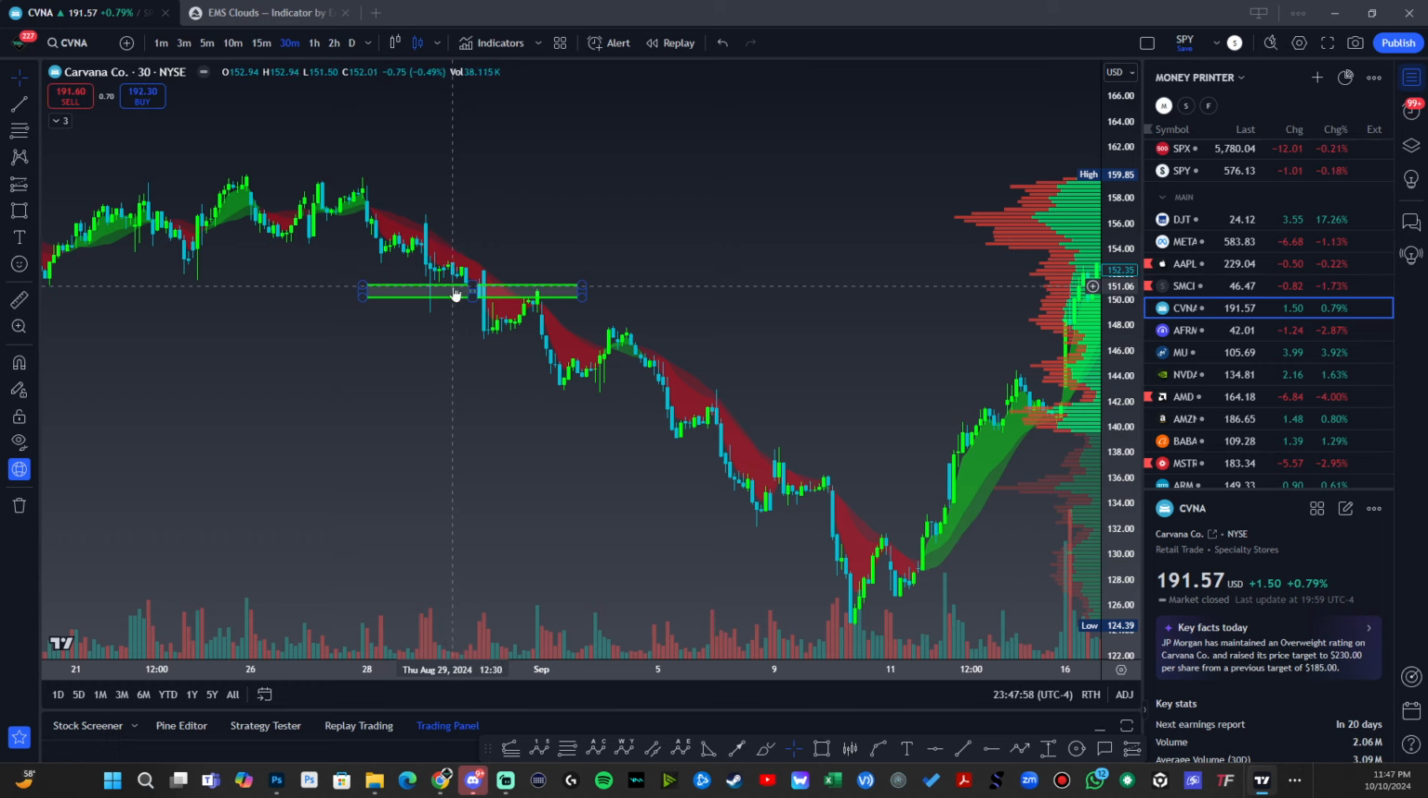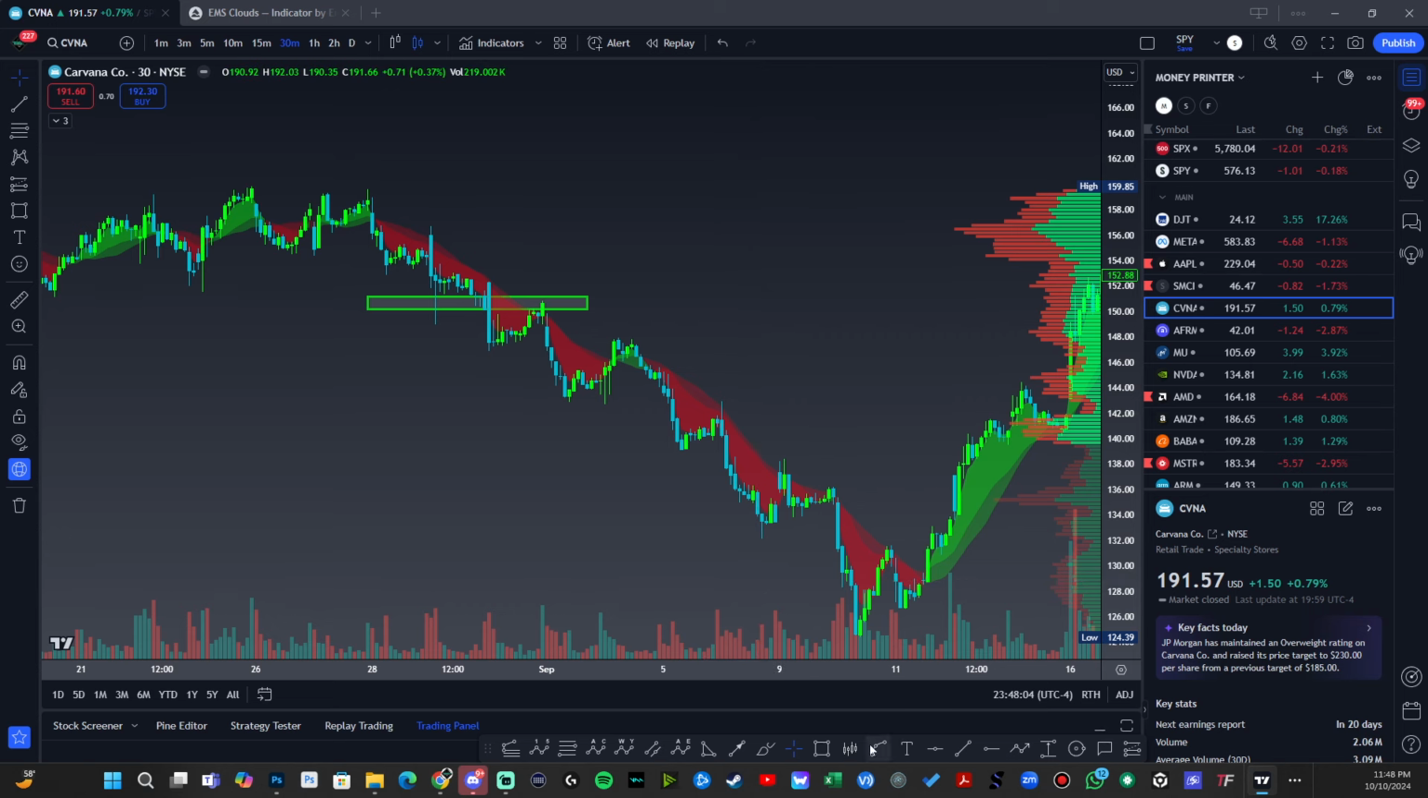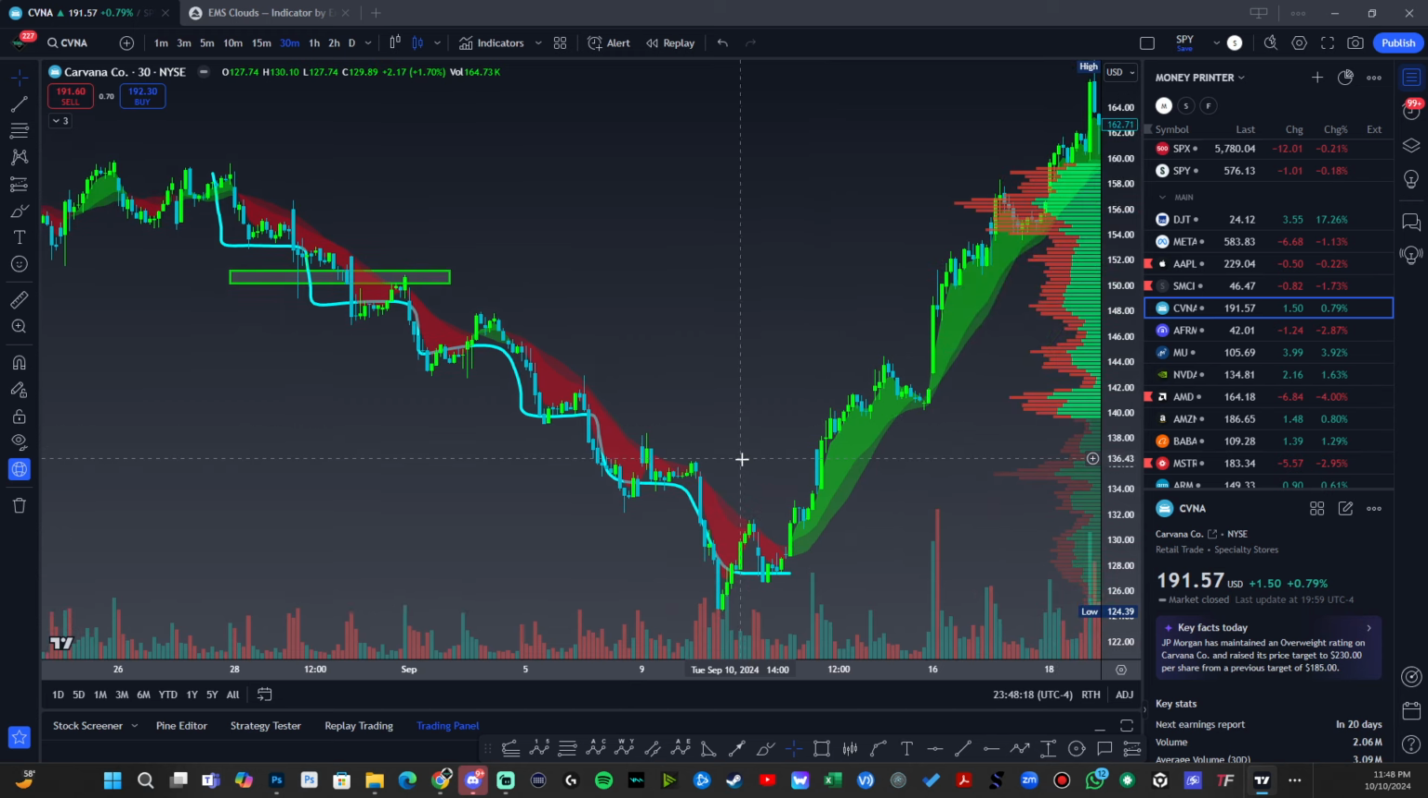We create a consolidation, we shift down. We create a consolidation, we shift down. We consolidate, we shift down. Over and over and over again. I'll even draw it through, right? We go down, consolidate, down, consolidate, down, consolidate, until it starts to work its way back to the upside there.